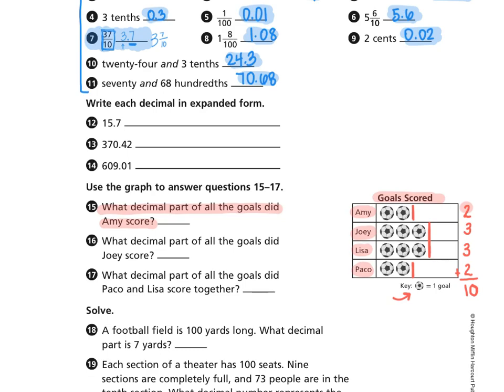So, what is the decimal part of the goals that Amy scored? Well, if Asa told me that there were 10 total goals, I could do 2/10, but I need to write that as a decimal. So, who can tell me what the decimal of that would be?